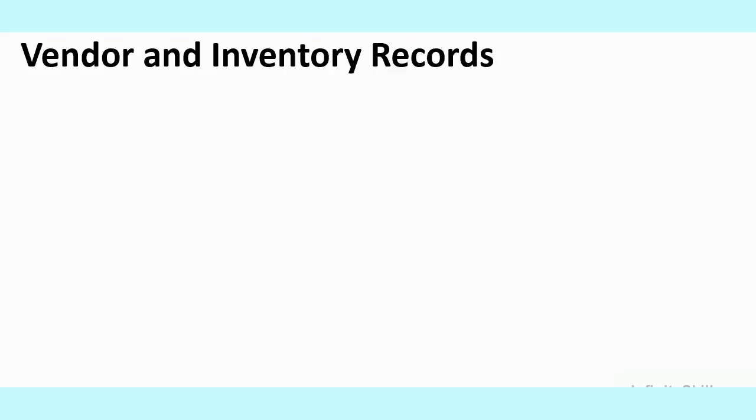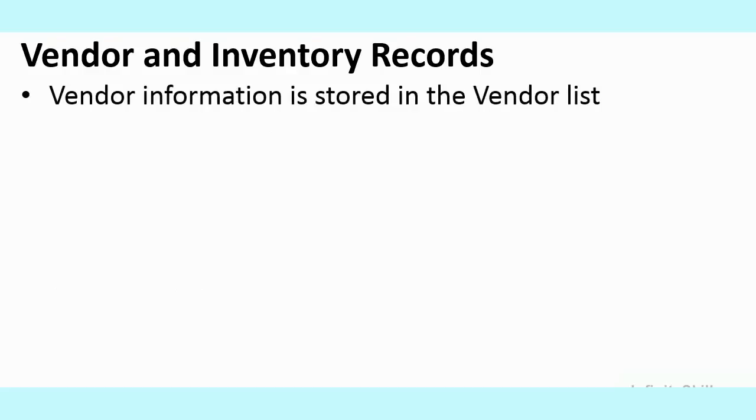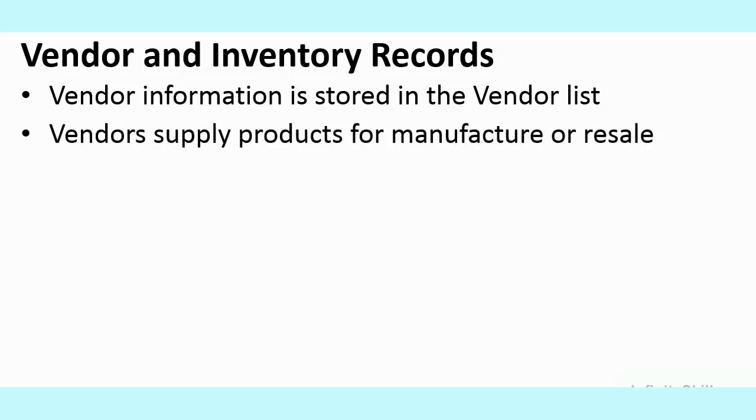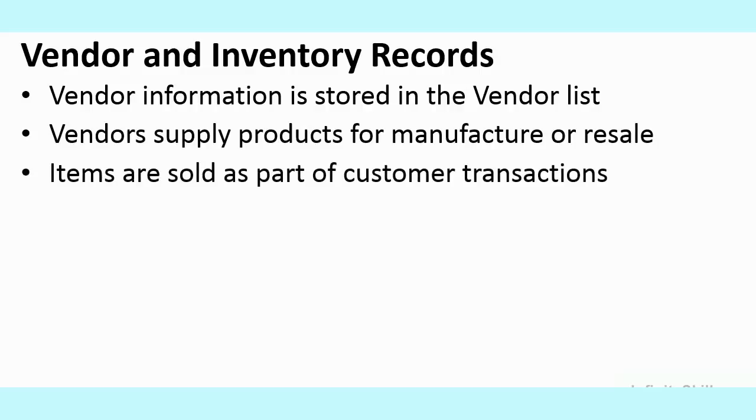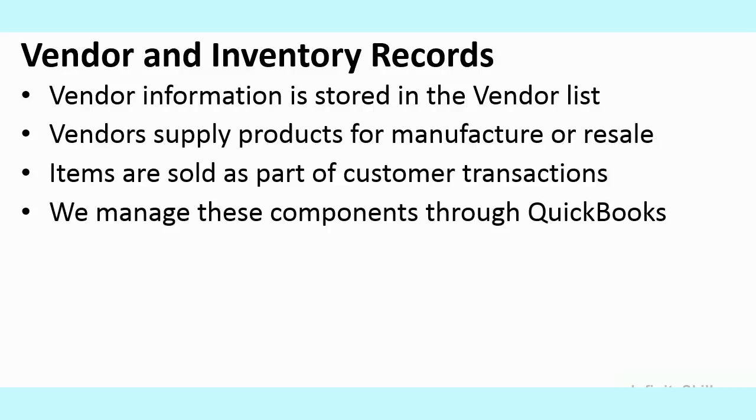A good place to start with all of this is with vendor records, because vendors are your supply chain. Vendor information stored in the vendor list is where the basic information, along with our terms for payment and other pertinent details, can be kept and managed. Products and services are then stored in an item list from which transactions can be created and inventory managed. This is what you use to enter, edit, and monitor your products and services in QuickBooks.